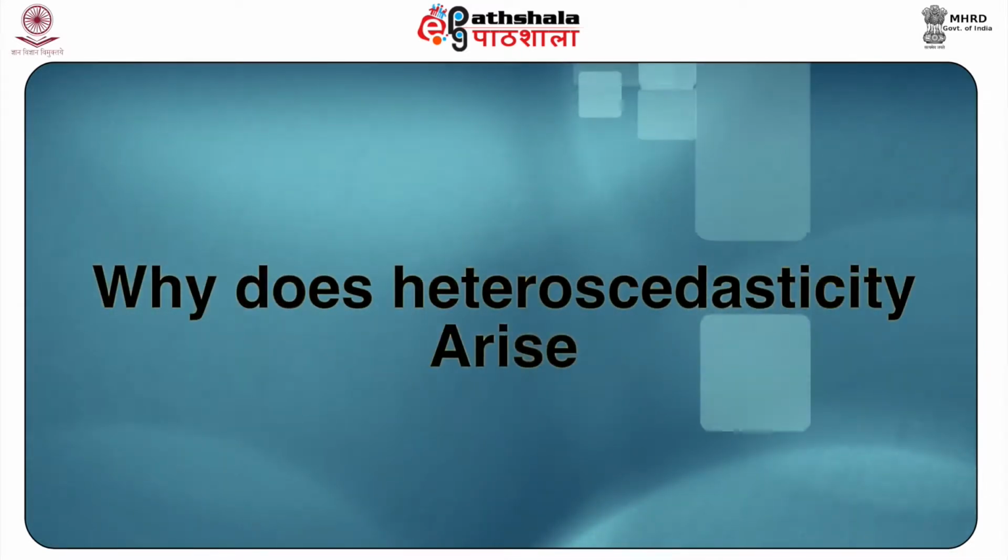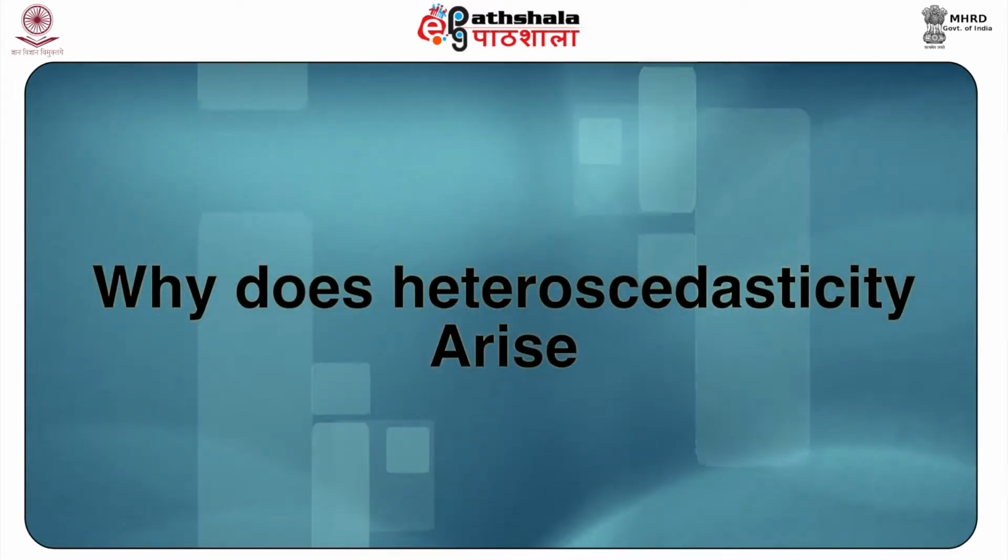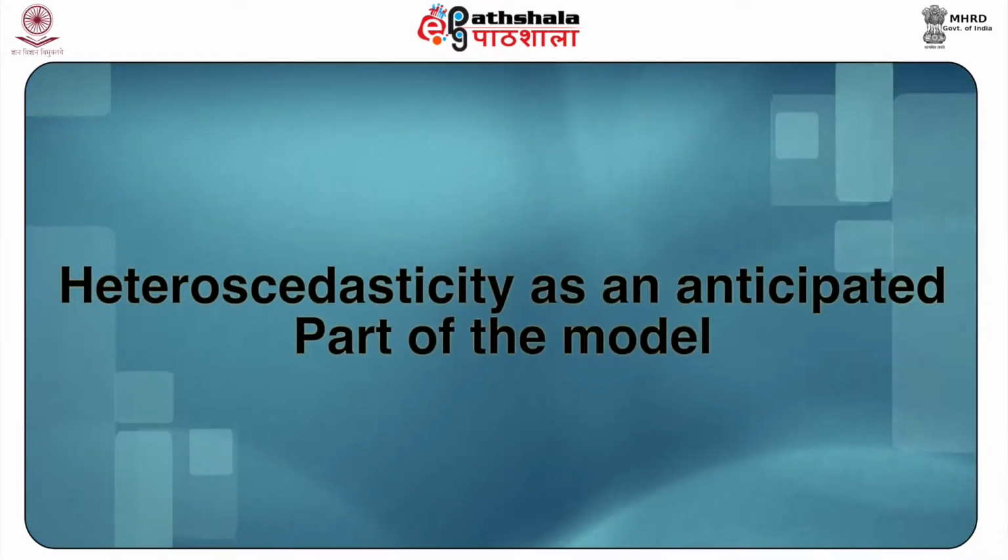So let us understand why heteroscedasticity arises, in this section 3. There are many reasons why error variances in regression models may be heteroscedastic. Let us look at these causes in the following discussion. Heteroscedasticity as an anticipated part of the model. If the observations in cross-section are related to homogeneous units of different sizes or scales, the assumption of a common disturbance variance for all observations is often violated.